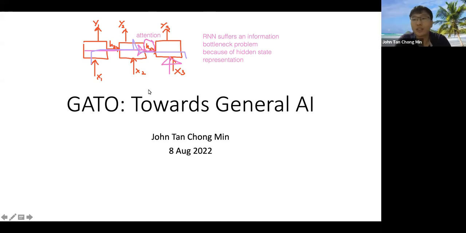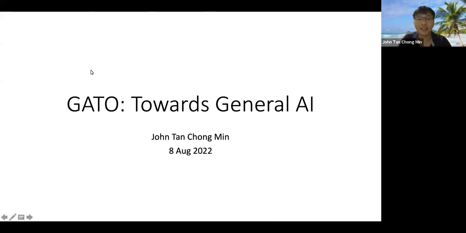So this is the background behind GATO. The question that the DeepMind scientists are asking is, can a transformer do everything? Can you use that single transformer architecture to do all your processing? This is very ambitious. Let us see what this means in the next slide.